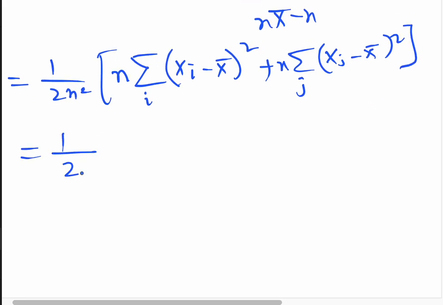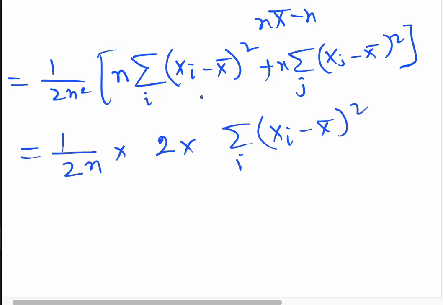So this is basically 2n, and these are same. If I change the symbol, these two are same, so that means this is nothing but we can write 2 into summation of i, xi minus x bar square. This is a method of symbol. If I change j to i, then it will become identical.